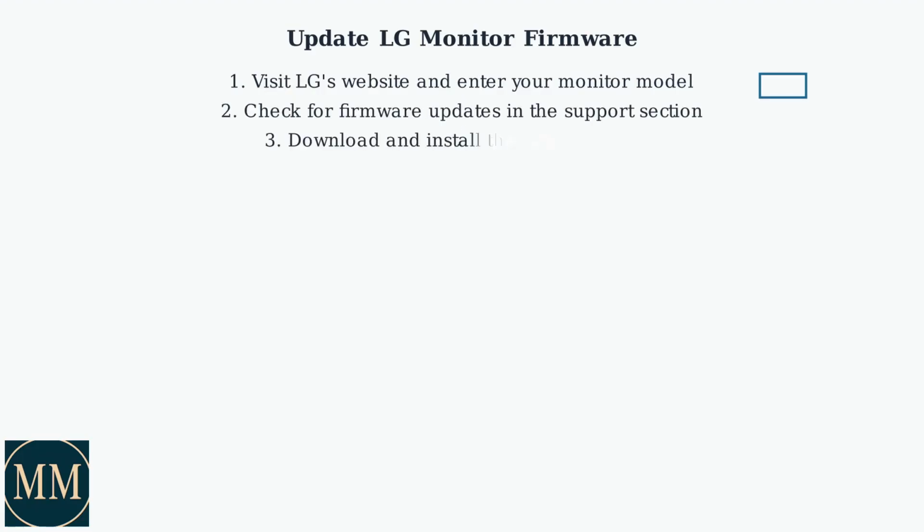issues with HDMI connections, leading to no signal errors. To update your LG monitor firmware, visit LG's website and enter your specific monitor model. Check the support section for any available firmware updates, then download and install the latest version.